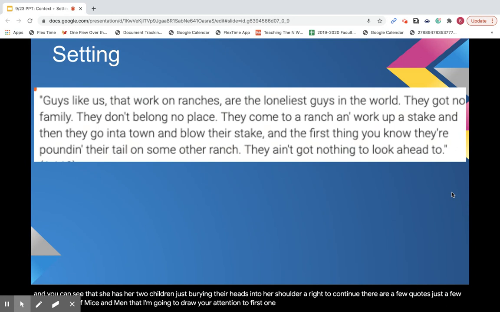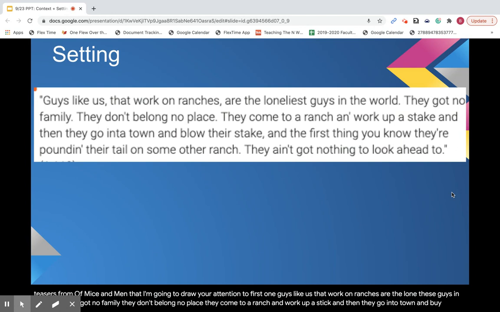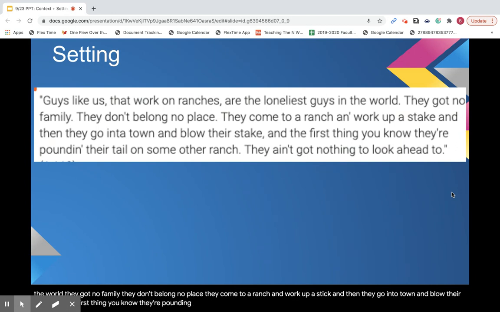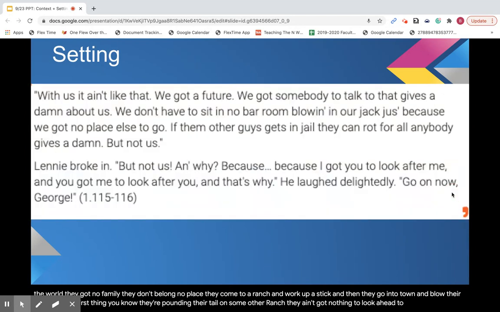First one, guys like us that work on ranches are the loneliest guys in the world. They got no family. They don't belong no place. They come to a ranch and work up a stake, and then they go into town and blow their stake. And the first thing you know, they're pounding their tail on some other ranch. They ain't got nothing to look ahead to.